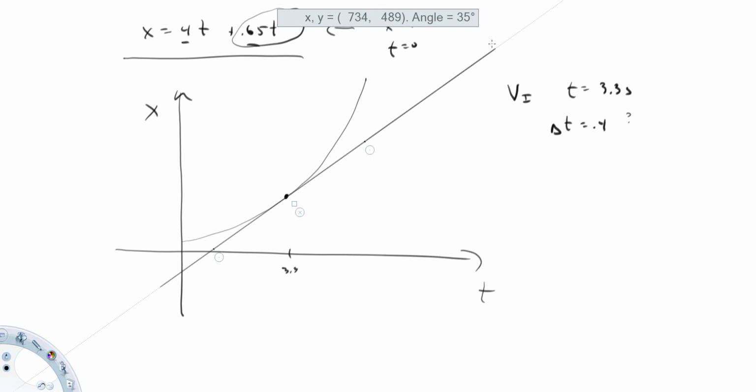Now here's one way you could have done this. It's not quite according to the directions they wanted, but what we could have done is draw the tangent line, find 2 points anywhere on that tangent line, and use that to get the slope. That would be a perfectly acceptable way. But here's what they're asking you to do, with this delta t of 0.4.